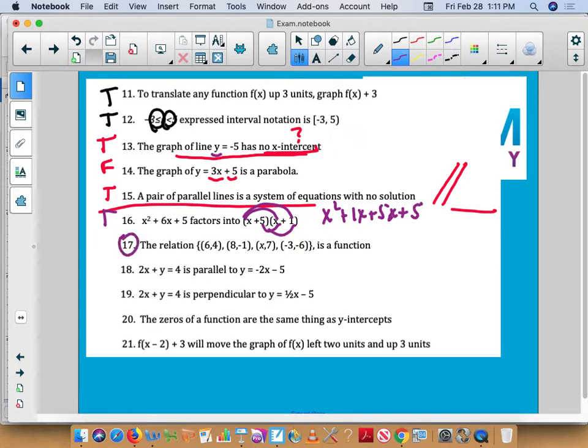All right, number 17. A function, none of the x's can repeat. Does that look like that on your packet? Okay, that's a really weird question. What was my original number 17? Girls, it was supposed to have this in it. I need to rewrite it. This was supposed to be a 4.